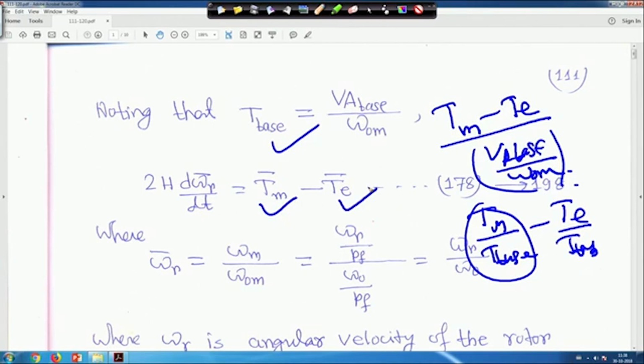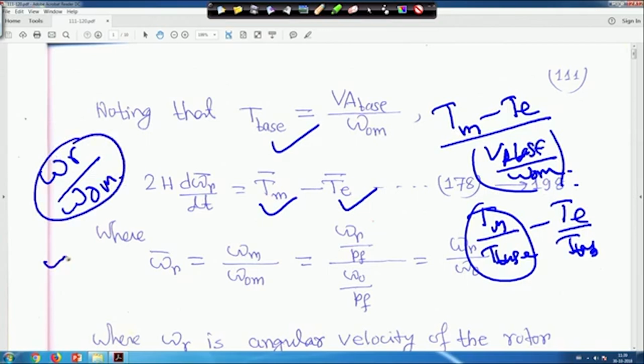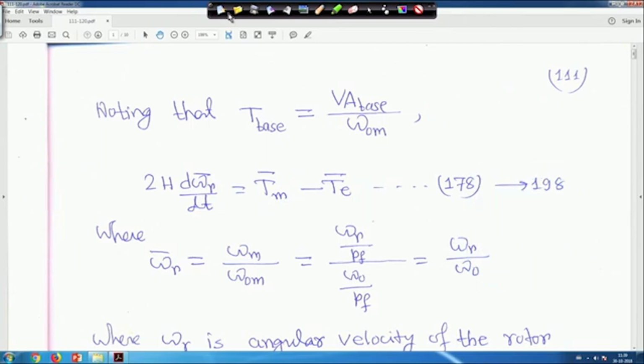So, in per unit, this one, d omega_r upon dt, from the previous equation we have written omega_r upon omega_0m, this is actually nothing but omega_r bar. So, this is 2H d omega_r bar by dt is equal to T_m bar minus T bar. That means all these quantities are in per unit. This is equation 178.